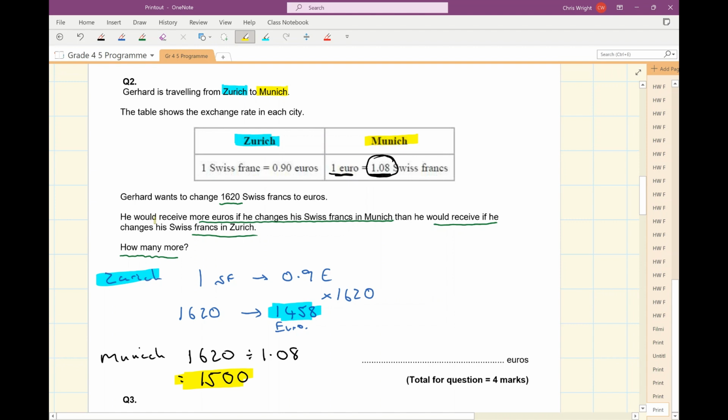Let's go to the question. He would receive more euros if he changes his Swiss francs in Munich than he would receive if he changes in Zurich. Yes, I agree. How many more? Well, I better do 1,500 minus 1,458. The answer is 42 more.